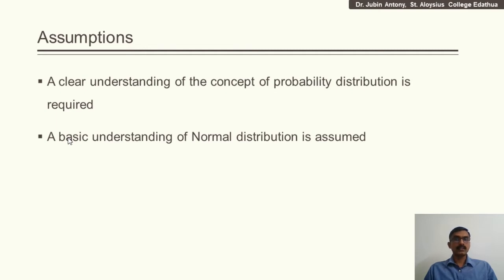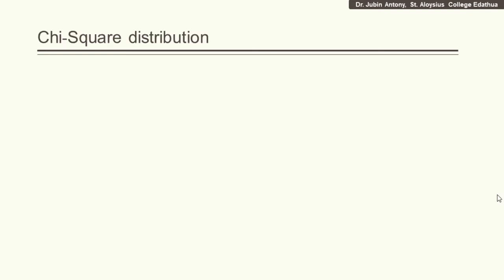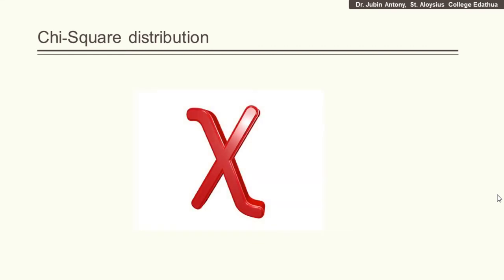To better understand the concept, the following are required. A clear understanding of the concept of probability distribution is required. Also, a basic understanding of normal distribution is assumed. Please note, chi is a Greek alphabet.